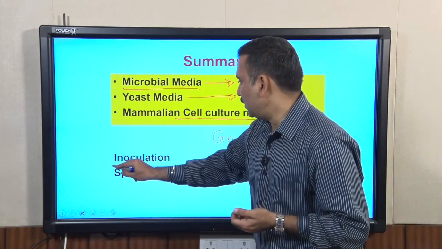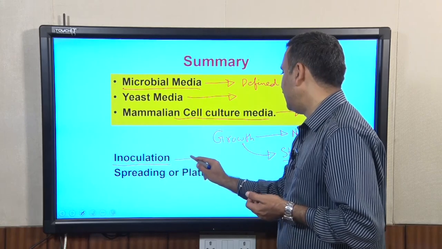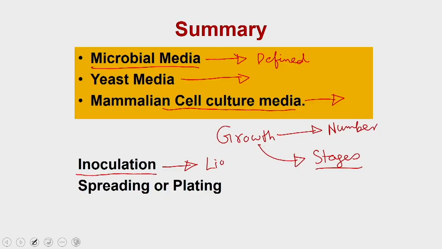One, you can inoculate the bacteria into liquid media. Or you can do spreading or plating, which is on solid media. Depending on the kind of bacteria you are growing, or the preferable conditions, you can use inoculation techniques to inoculate the bacteria into a liquid media, or spreading or plating techniques to plate the bacterial colonies on a solid media.